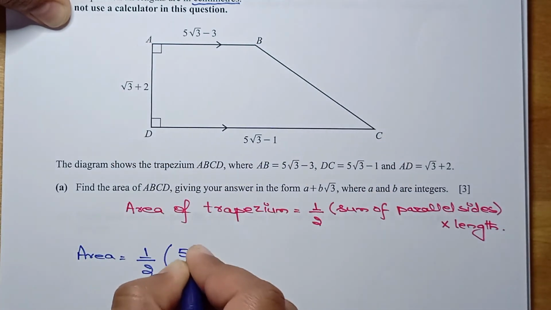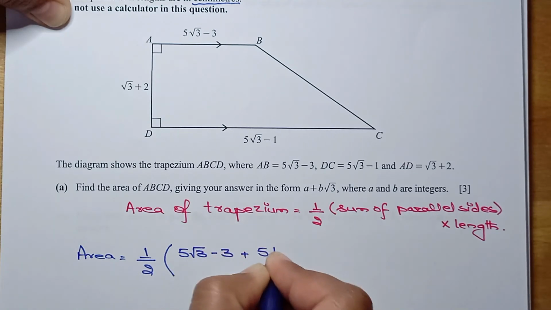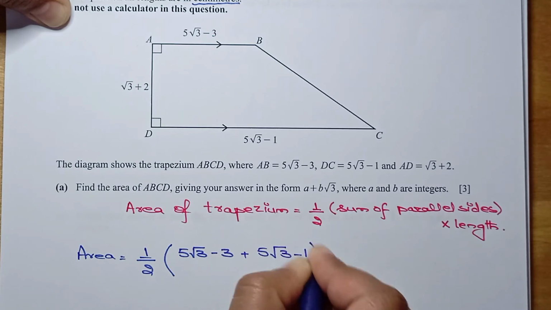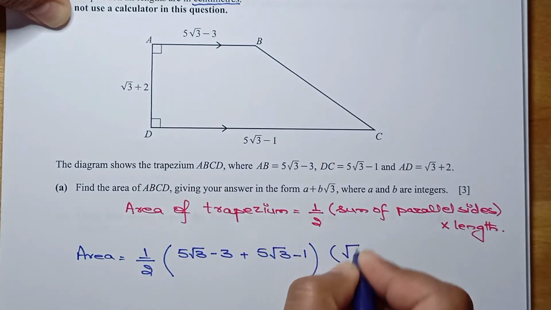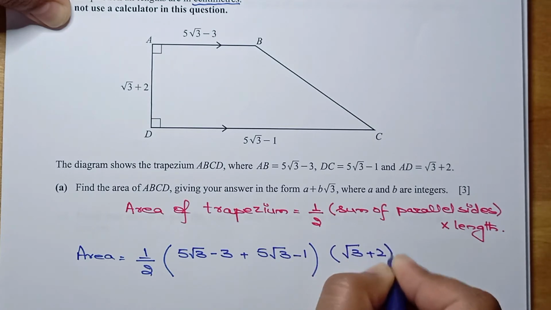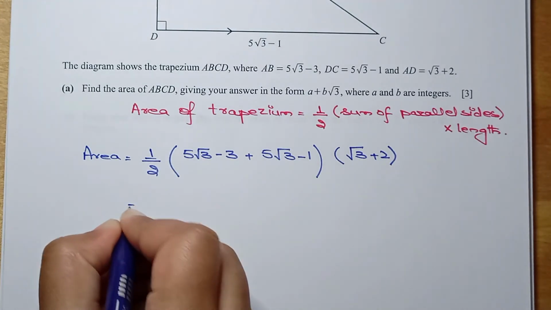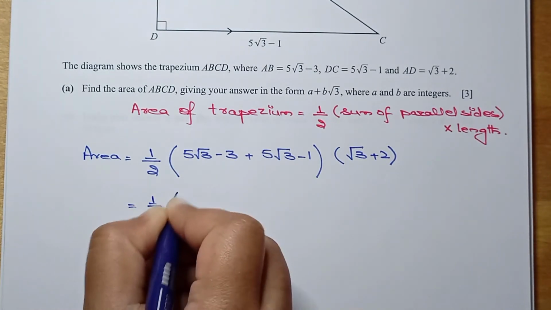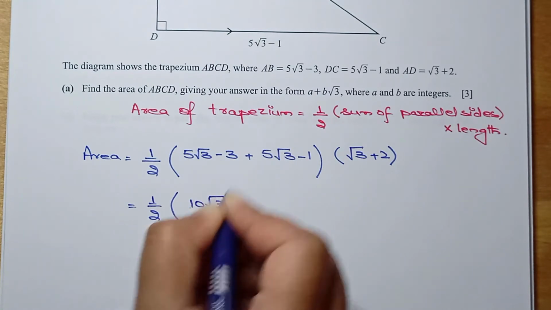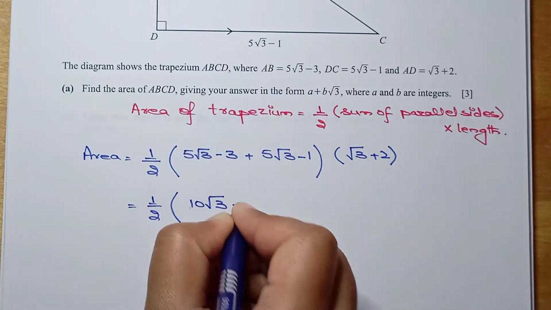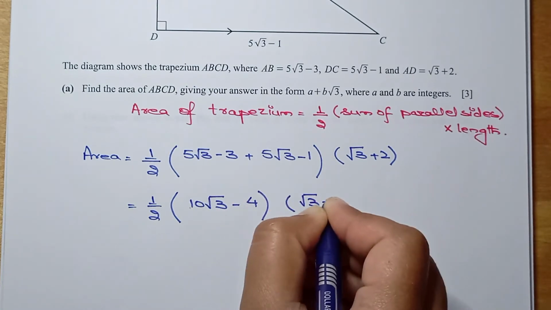5 square root of 3 minus 3 added with 5 square root of 3 minus 1, and then times by the length or height. This is square root of 3 plus 2. Right. So let me simplify it, and we have 1 by 2, 5 plus 5 is 10 square root of 3, and 3 minus 1 is minus 4, and we have square root of 3 plus 2.